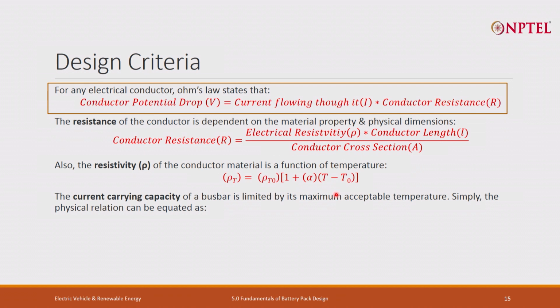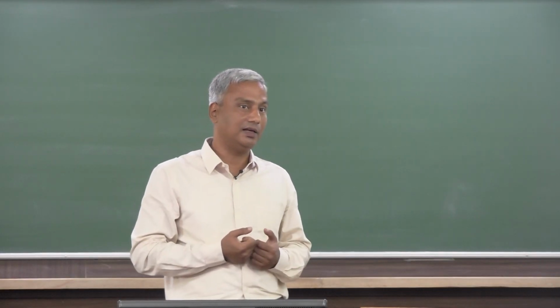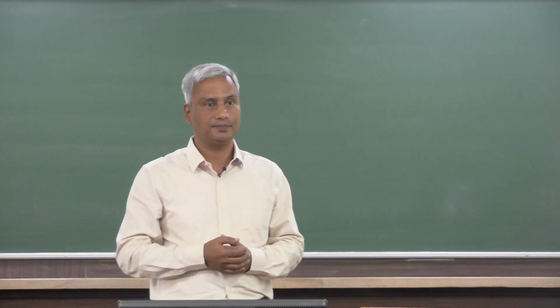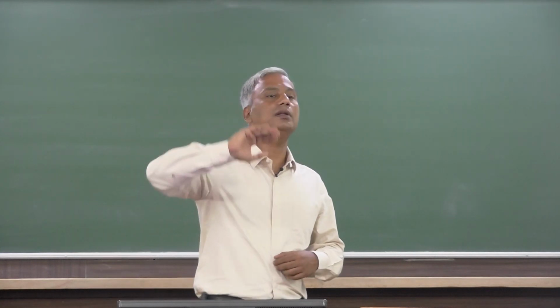Now, the current carrying capacity of a bus bar is limited only because of its temperature constraints, nothing else. If you are able to remove the heat and maintain the temperature, you can literally take an infinite amount of current from that, but then the temperature should not change. That means whatever heat is getting generated, you should be able to remove it. If not, then the temperature keeps on rising.